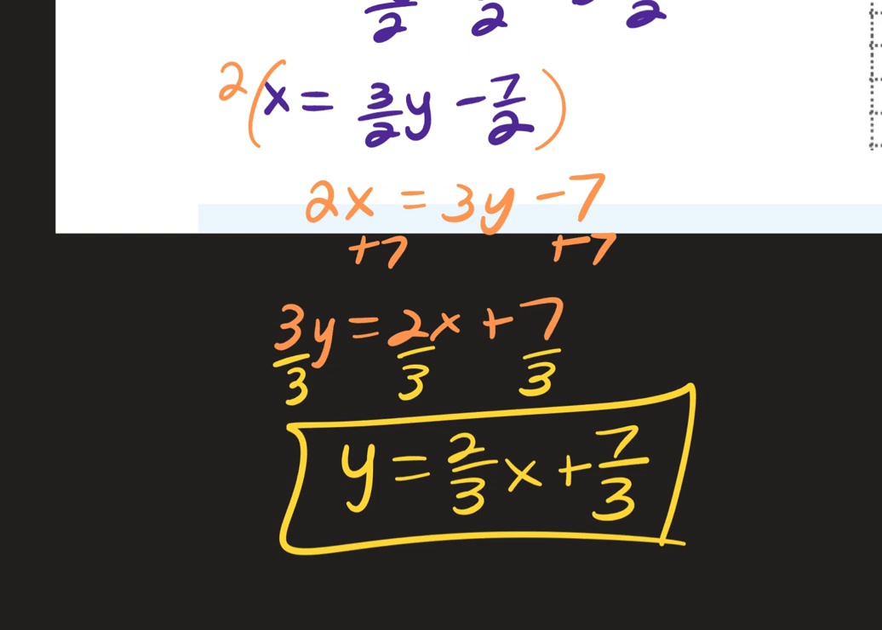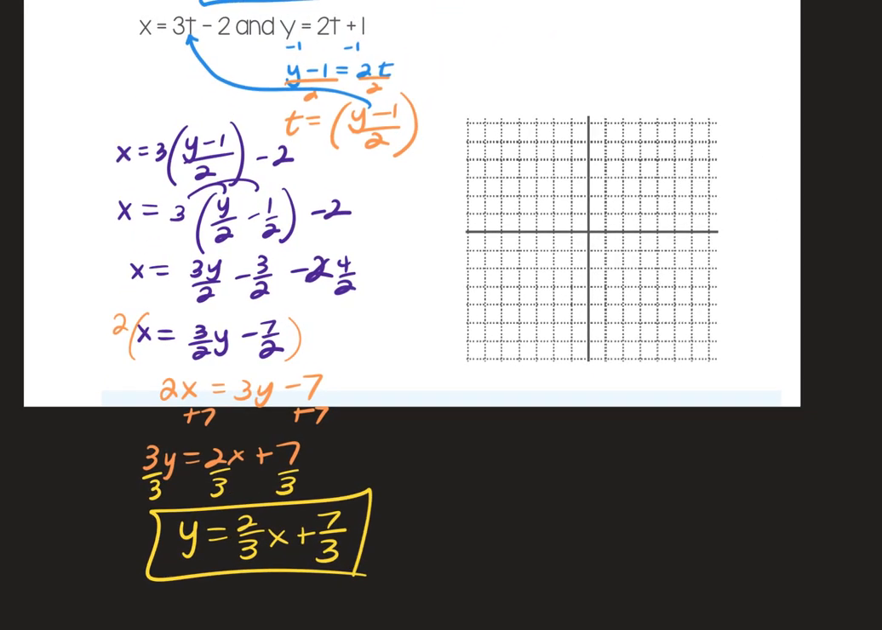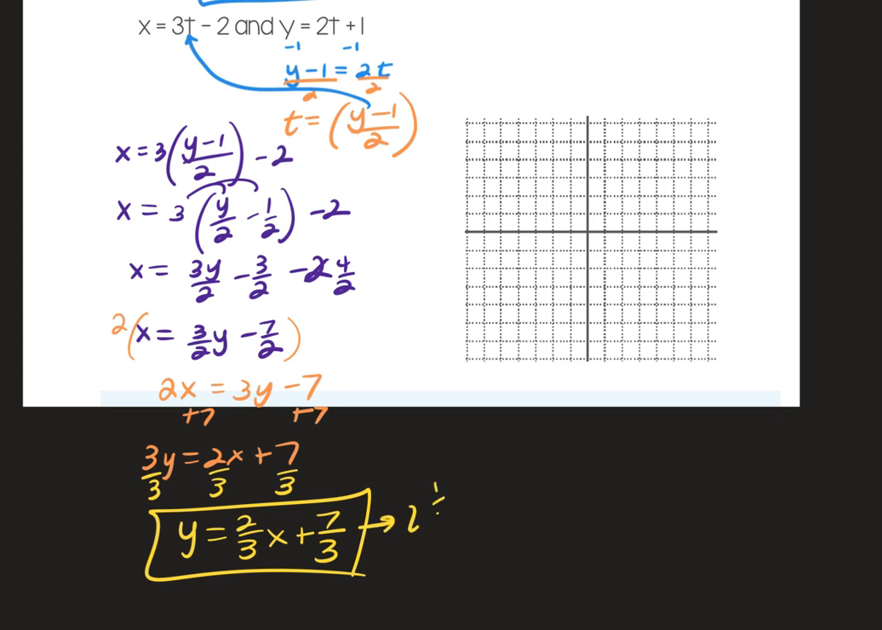So this is rectangular form. We eliminated the t, and we got what will be an approximation of this parametric function. When I go to my graph, 7/3 is the same thing as 2 1/3. So I'm going to go to 2 and a little bit past it, plot that 2 1/3 as my b. And then my slope is 2/3. So I go up 2 to the right 3, or I could go down 2 and to the left 3. Either way, it forms the line.